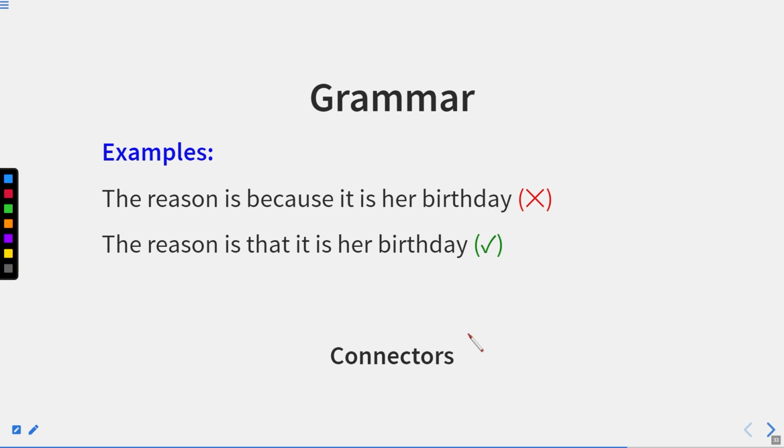The reason is because it is her birthday. This is incorrect. Whereas the reason is that it is her birthday. Now this sentence is absolutely correct.